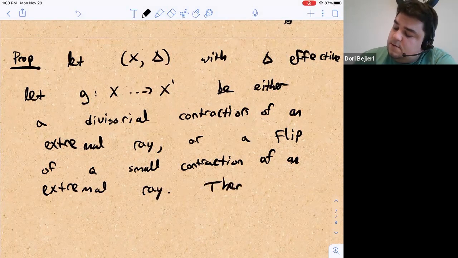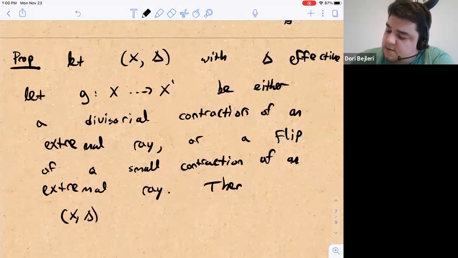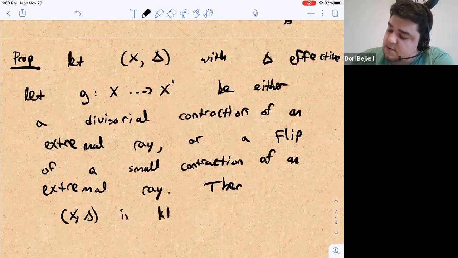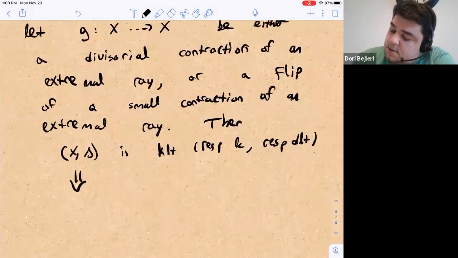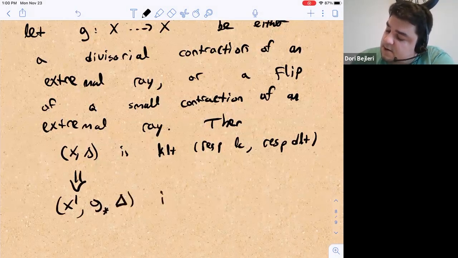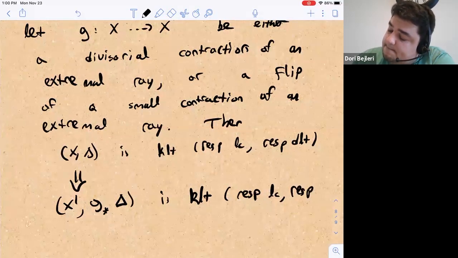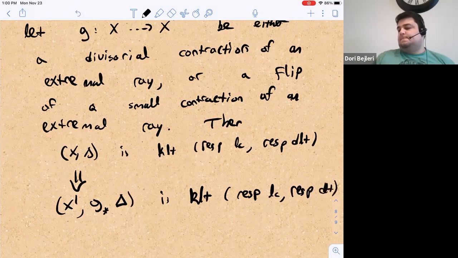Then, maybe just more succinctly, (X, Delta) is KLT, respectively log canonical, respectively DLT, implies that X prime with the push forward along g of Delta is KLT, respectively log canonical, respectively DLT. Okay.